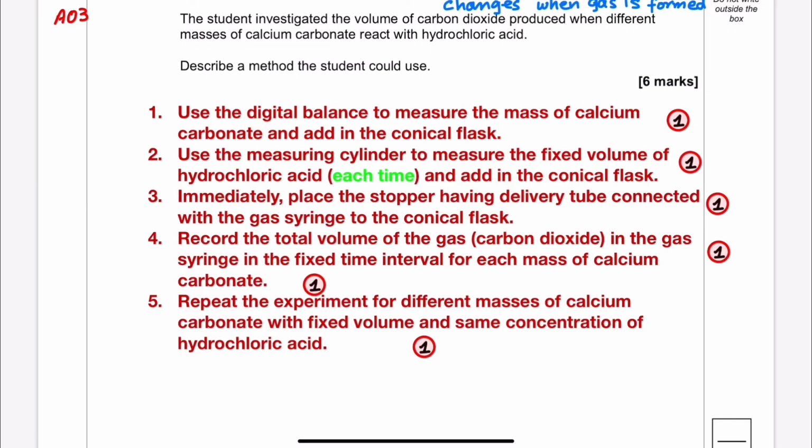The student needs to change only the mass of calcium carbonate to observe the amount of carbon dioxide produced by different masses of calcium carbonate.